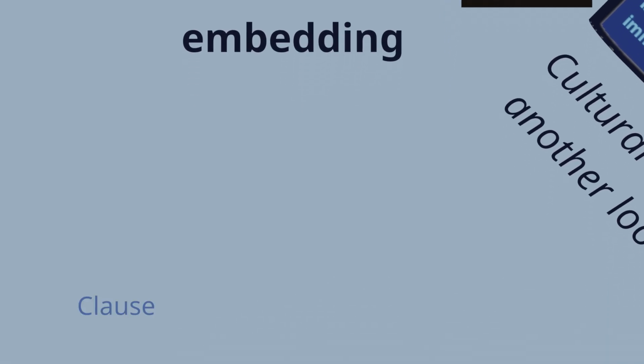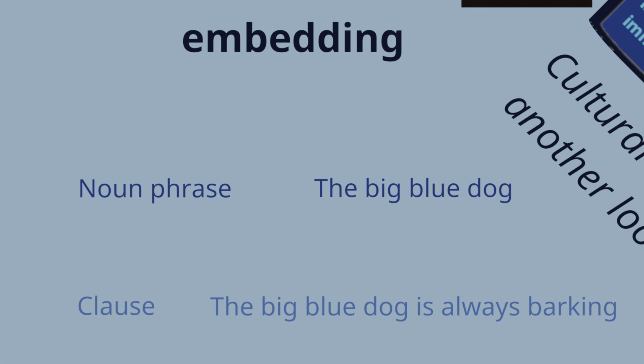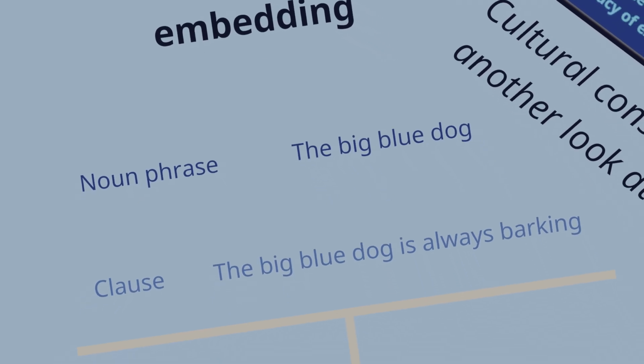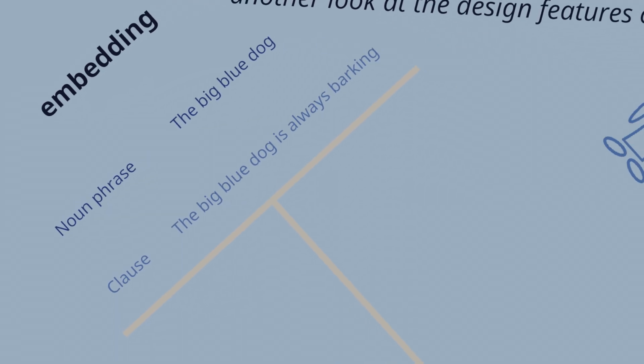So take the clause, the big blue dog is always barking. The big blue dog is a noun phrase. It's embedded in a clause. The big blue dog is always barking. So a noun phrase inside a clause. So in that sense of the term, really all embedding means is that a language has some kind of hierarchical grammar. You can put one thing inside another thing.